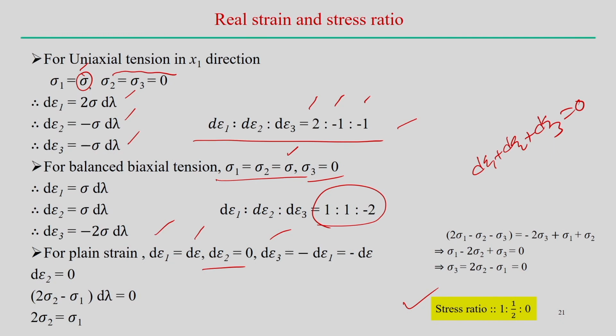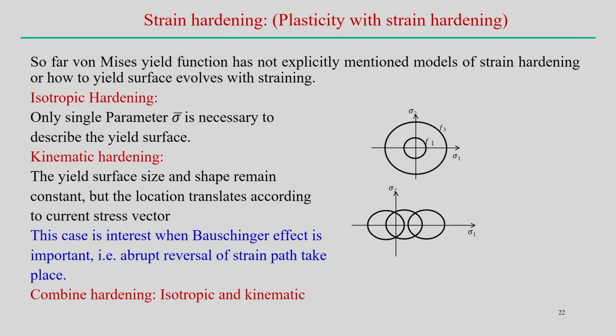So, this way we can limit or restrict the deformation or strain in one particular direction, in terms of the principal stress component, because d epsilon 1, d epsilon 2 and d epsilon 3 indicate the principal strain components. Now, how can we incorporate strain hardening? What do you understand by strain hardening in this stress model?